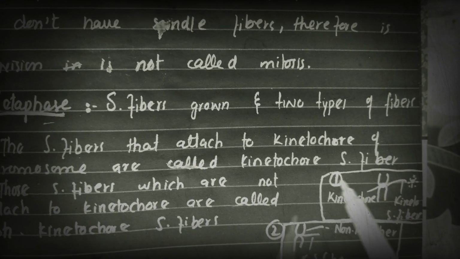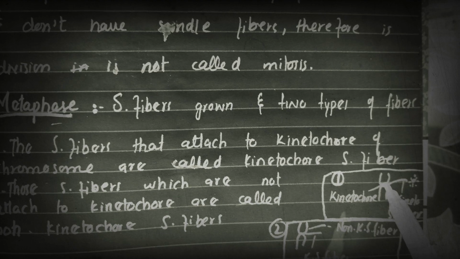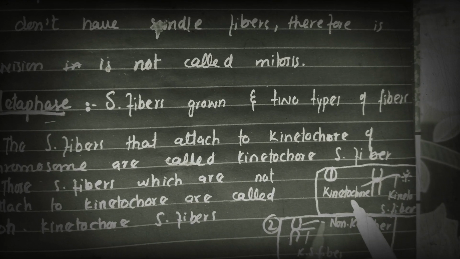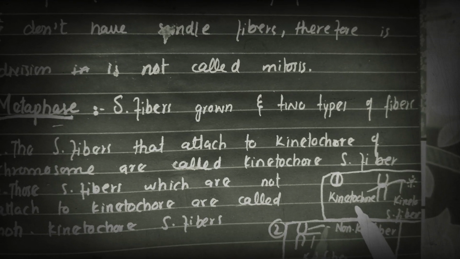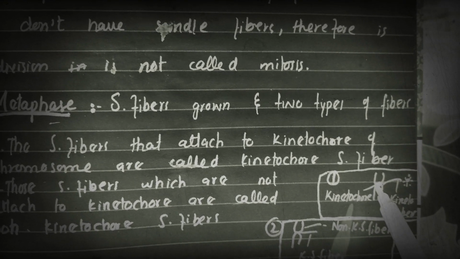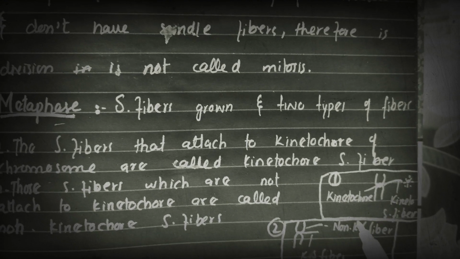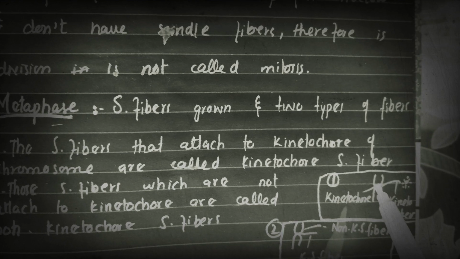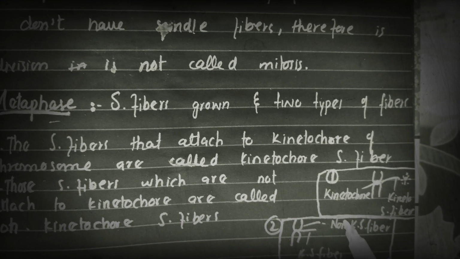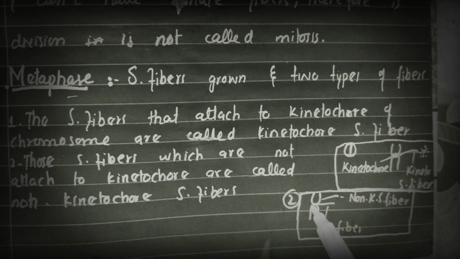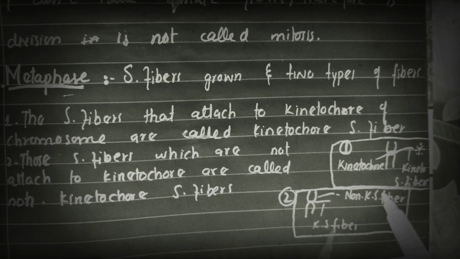Look at this diagram number 1. This is a chromosome, and this centromere point is called the kinetochore. What is kinetochore? We had already discussed that this is a complex protein where spindle fibers attach. This is the kinetochore. And these spindle fibers which attach to this point are called kinetochore spindle fibers, and those spindle fibers, this which is not attached to the kinetochore point, are called non-kinetochore spindle fibers.